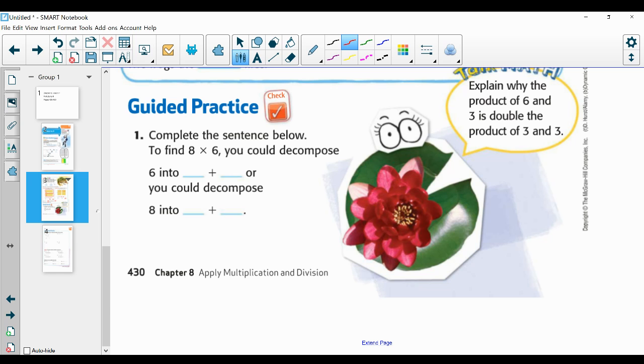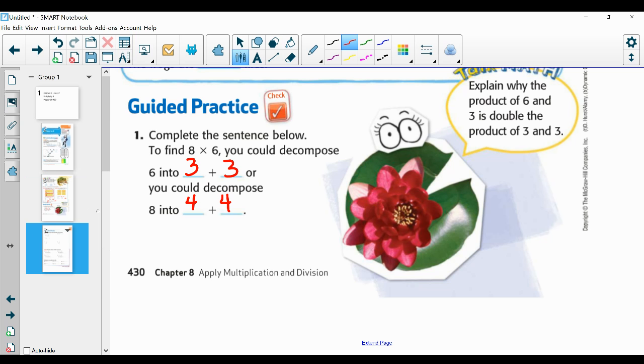Okay, so 6 can be 3 plus 3. Or you could decompose 8 into blank plus blank. Pause your video and fill in those two blanks. Okay, 8 can decompose into 4 plus 4. All right, now, if you're supposed to listen to my directions, you're going to continue watching. If not, this is where you stop the video and go do your independent practice.